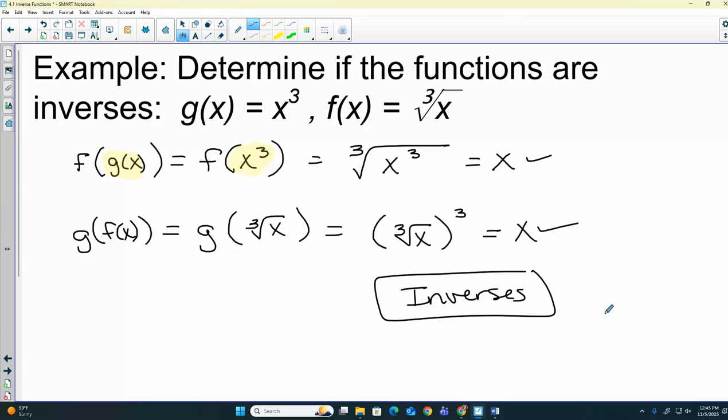What if I did one of them and I didn't get x? Would I have a need to check the other? No. If one of them doesn't work, then I don't have to verify the other one. I can just say they're not going to be inverses.